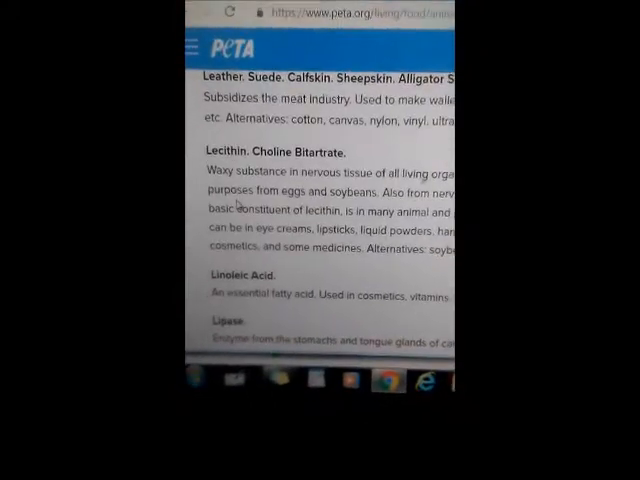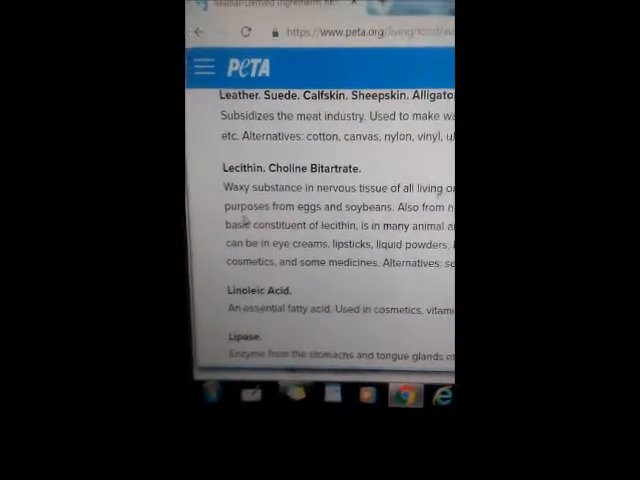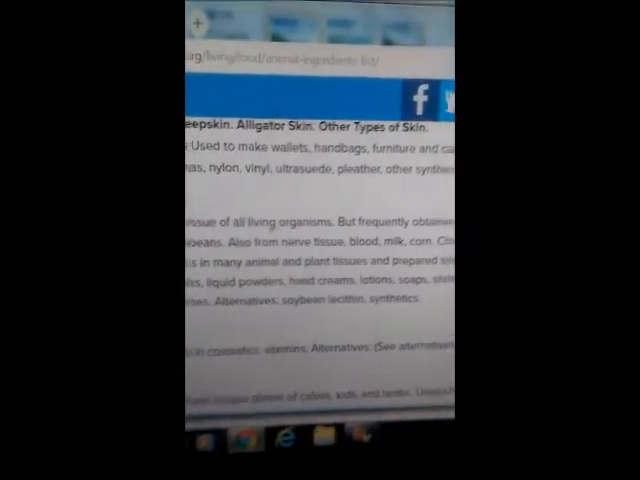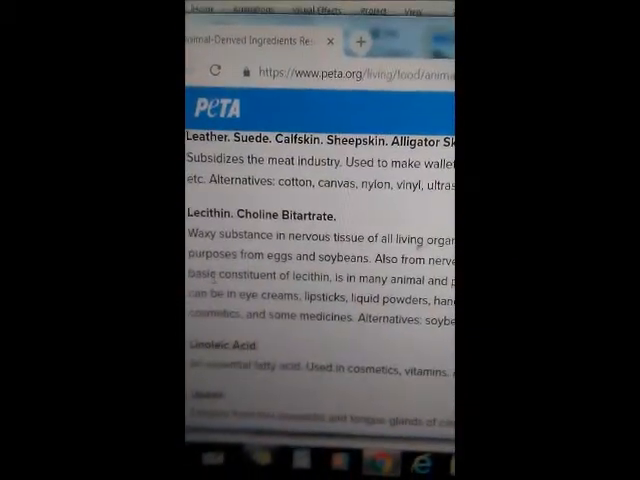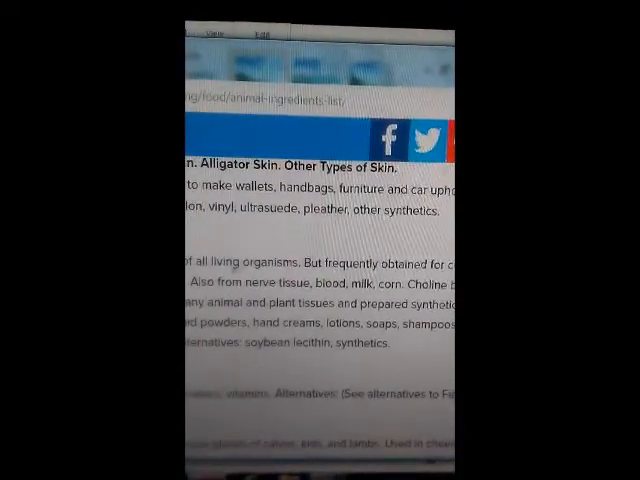So you got lecithin, choline bitartrate, a waxy substance in nervous tissue of all living organisms, but frequently obtained for commercial purposes from eggs and soybeans. Also from nerve tissue, blood, milk, corn. Okay.